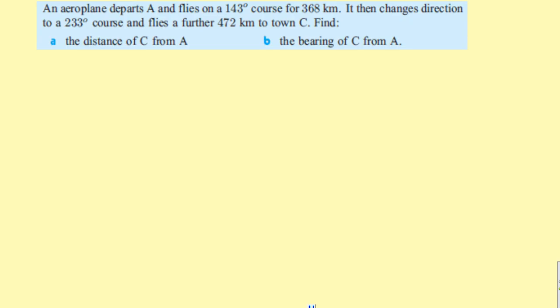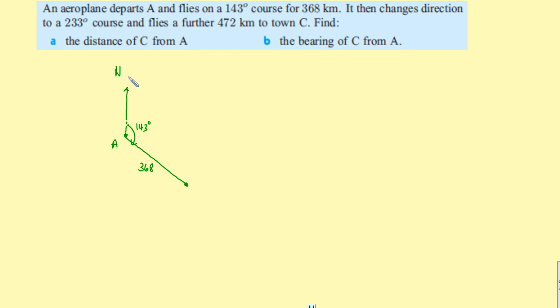All right, the last example we're just going to look at is an airplane that departs A and flies on a 143 degree course for 368 kilometers. It then changes direction to a 233 course and flies a further 472 to a town C. So we have a plane that's departing from town A, and it goes on a course of 143 degrees, approximately like this, and it stops. It does that for 368 kilometers. So there's our 143 degrees.